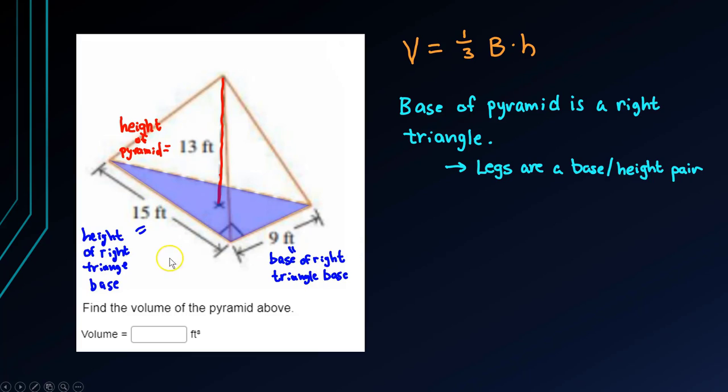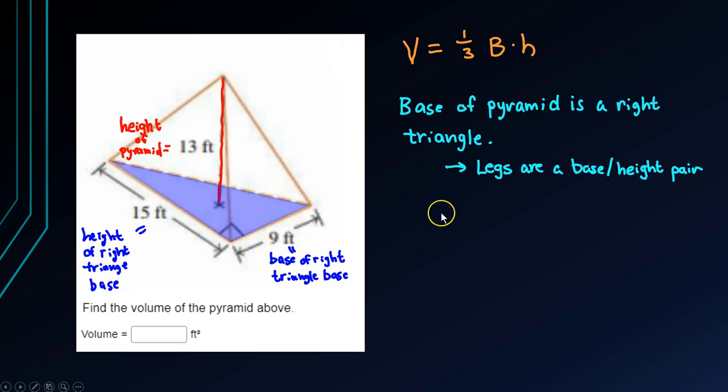So this 15 foot is the height of the rectangle base. It's not the height of the pyramid. I have to make sure I keep those straight, hence the use of different colors and everything. This is the base of my right triangle base. So again, a lot of terminology, sometimes even letter symbols, might be used in a couple different areas.